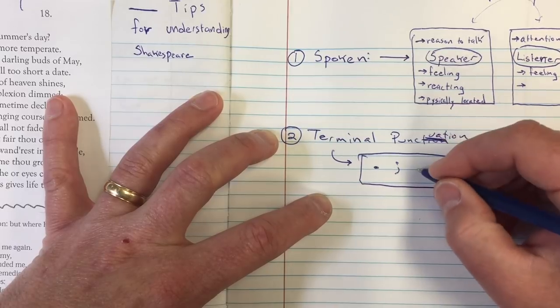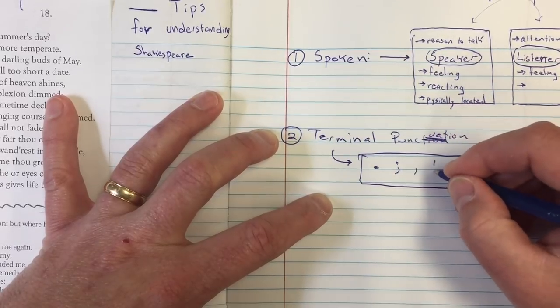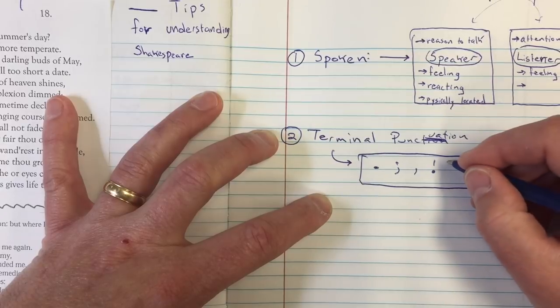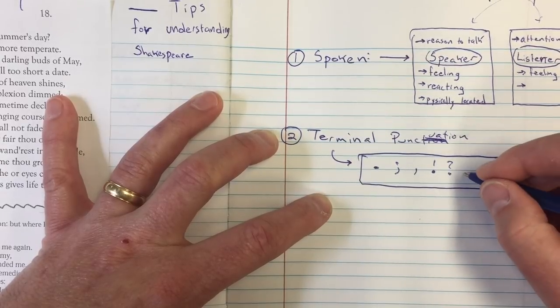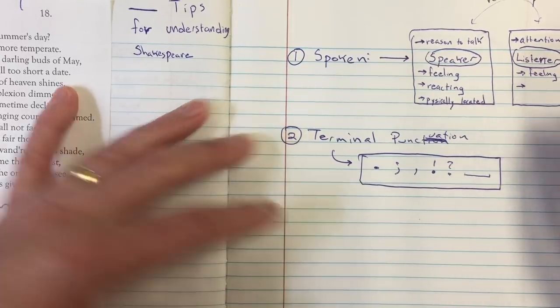One of these? One of these? One of these? One of these? Or one of these? A nothing.